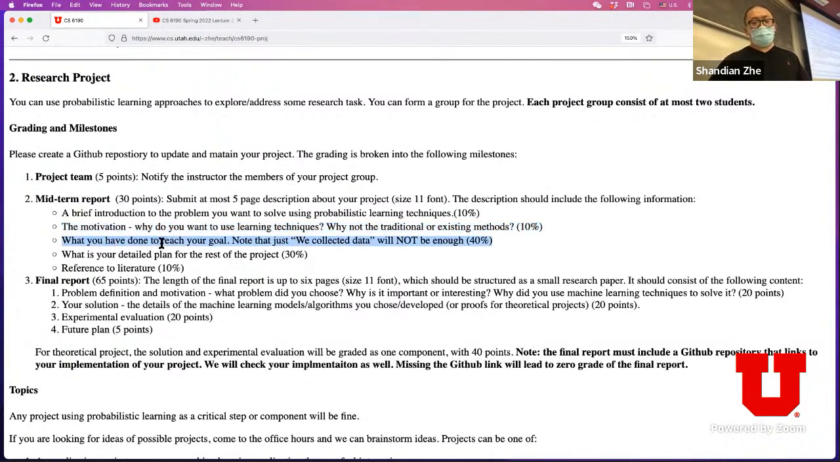And what you have done to reach your goal. So in the midterm, we expect that you have done some preliminary trials or tests with simple models, like even Bayesian linear regression models or Bayesian logistic regression models. That's fine. Don't just say, okay, I have collected data. That's the middle, you should have done something. And what's your detailed plan for the rest of the project? And then reference to the literature. This is what a typical technical report should include.